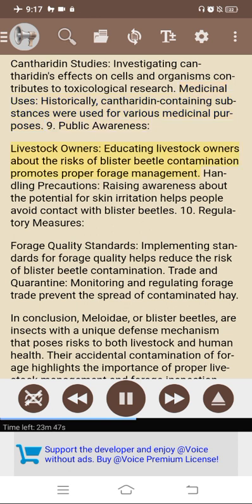9. Public awareness. Livestock owners. Educating livestock owners about the risks of blister beetle contamination promotes proper forage management. Handling precautions. Raising awareness about the potential for skin irritation helps people avoid contact with blister beetles.